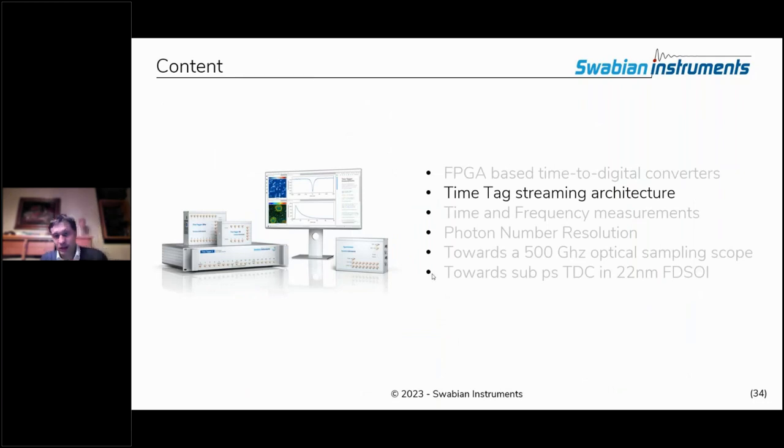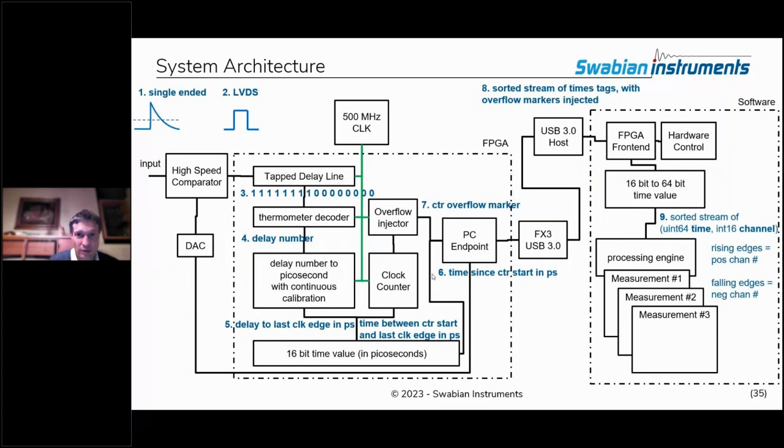All right. So that's what's inside these FPGA-based time to digital converters. That's the TDC itself, the hardware side. In the next few slides, I would like to present a little bit the architecture of the entire system. And that's shown here, the system architecture.